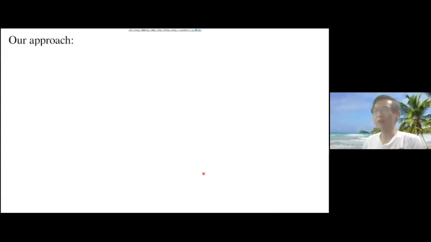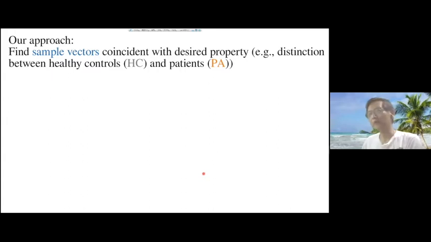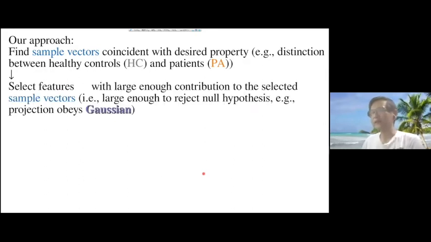Our approach is very different. First, we try to find sample vectors that are consistent with the desired property, for example, the distinction between healthy controls and patients. Then we select features whose contribution to these sample vectors is large. This contribution, the projection, is assumed to be Gaussian, p-values are attributed, and the features having larger contributions to the sample vectors are selected.